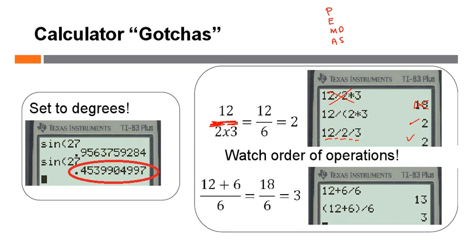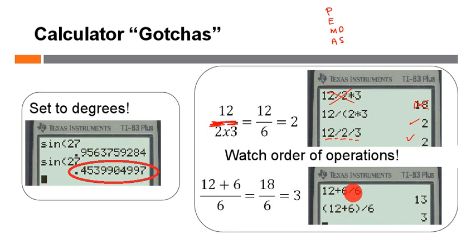Here's another example that will get you into trouble. If you do 12 plus 6 over 6, you really should say 12 plus 6 first, get that 18. Do the whole numerator before you start dividing right there. There are ways you could write the other thing, but look at this over here on the calculator. If you go 12 plus 6 divided by 6, what's it going to do first, addition or division? It does the division first, sorry.